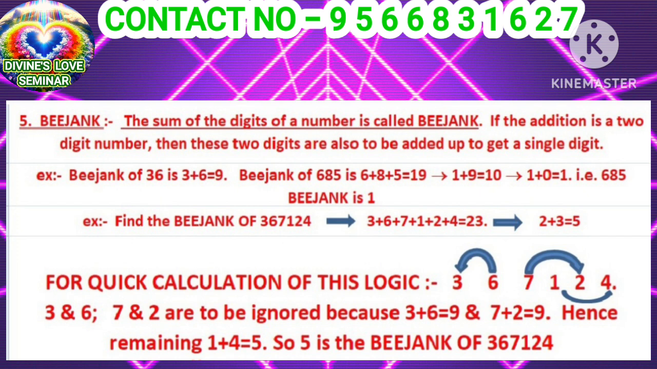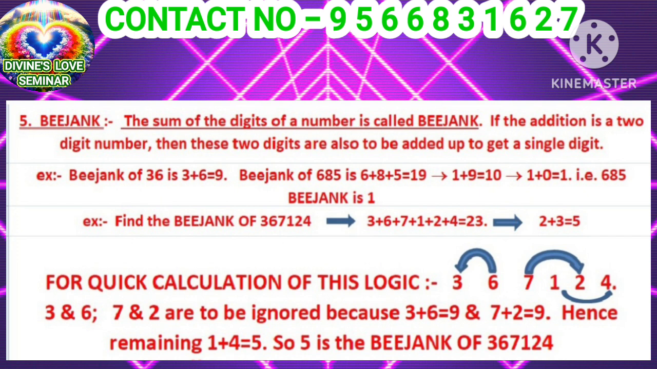Beejank of 685. Just add 6 plus 8 plus 5 is equal to 19. This 19 again we should add, 1 plus 9 is equal to 10. Again this 10 should be added, 1 plus 0 is equal to 1. So 685 beejank is 1.